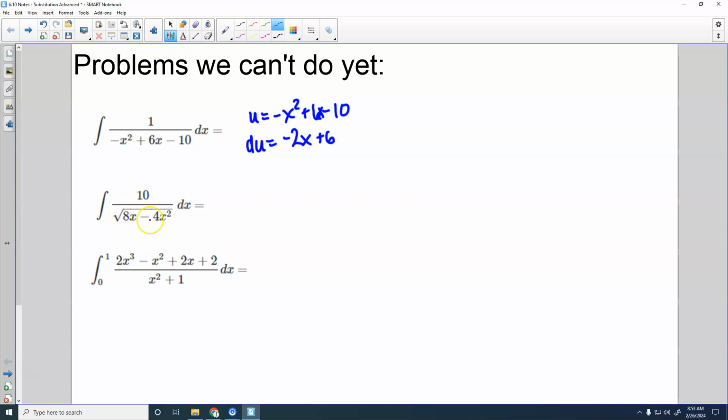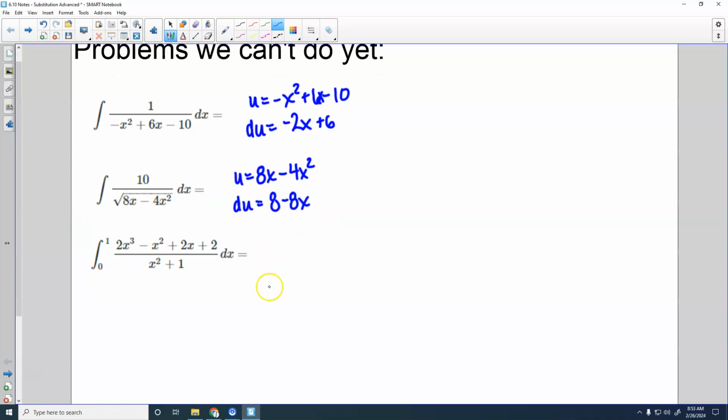The same thing is going to happen here. For this problem to do a u/du, you would have to do u is 8x minus 4x squared. But that would mean du would be 8 minus 8x. And am I going to be able to make that appear with just a 10 in the top? I cannot. I would have to have an x there. So that would not work. Same thing here.